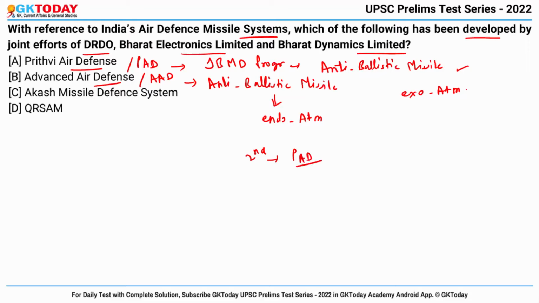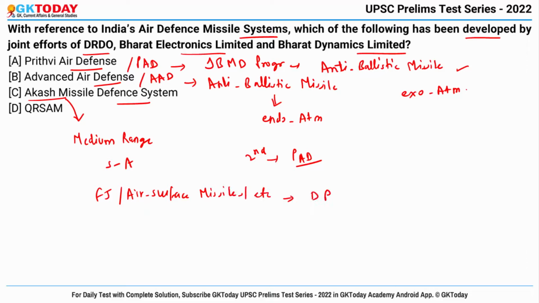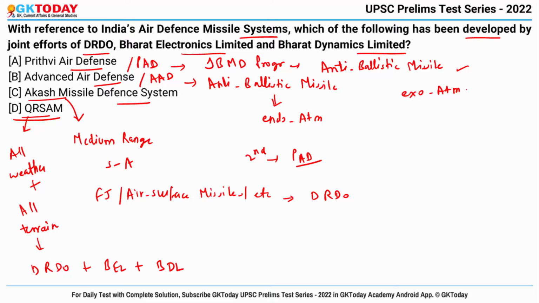Okay. Third is Akash Missile Defense System. Akash is actually a medium range surface to air missile defense system for neutralizing targets like fighter jets, air to surface missiles, etc., and it was developed by DRDO. And last is QRSAM, or you can say Quick Reaction Surface to Air Missile, and this is an all-weather plus all-terrain air defense system developed by DRDO in association with Bharat Electronics Limited and Bharat Dynamics Limited. So correct answer becomes option number D.